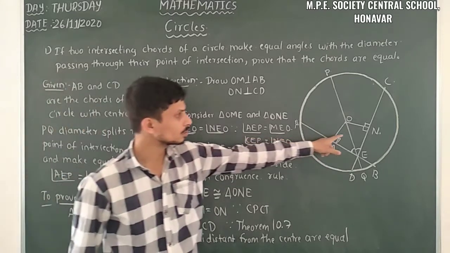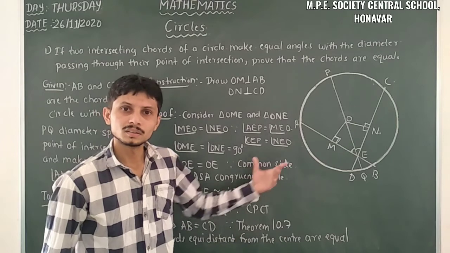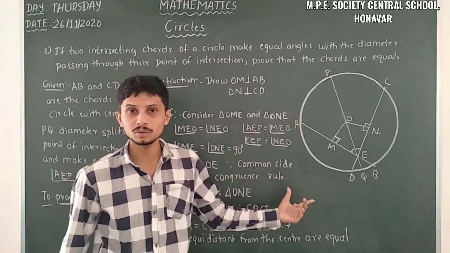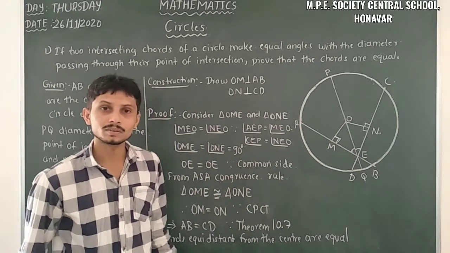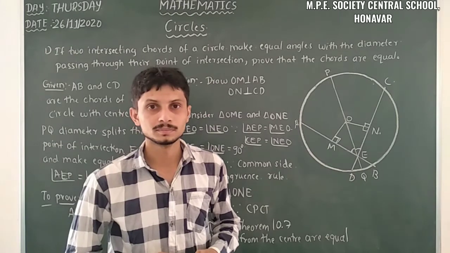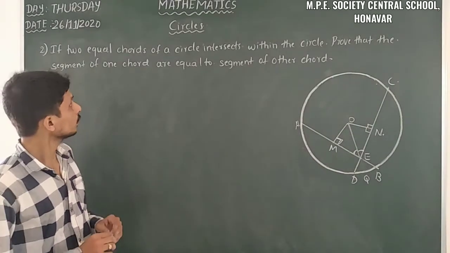Here we have to observe those two triangles, take the equalities we have, and then take the suitable congruence rule. Then we have the result here. So let us move on to the next problem. Let's take the second problem here.